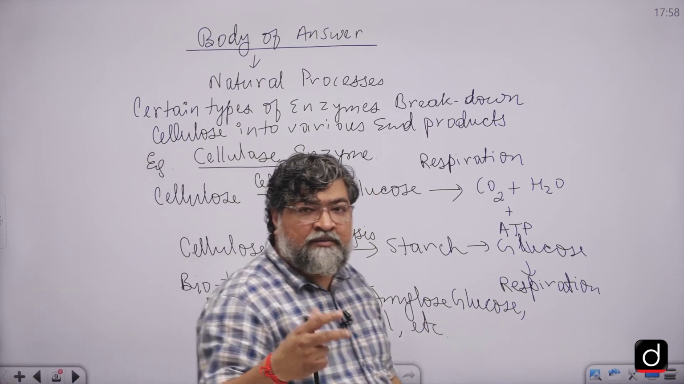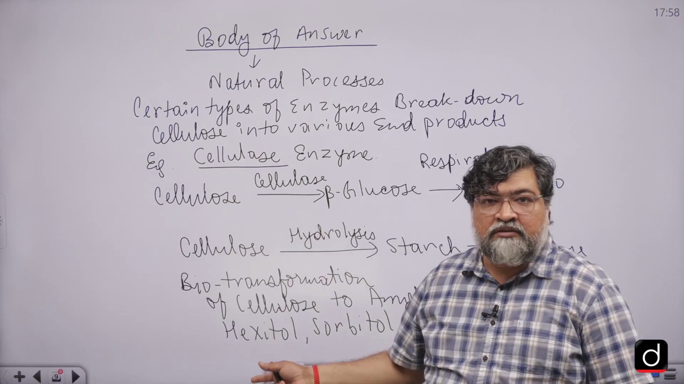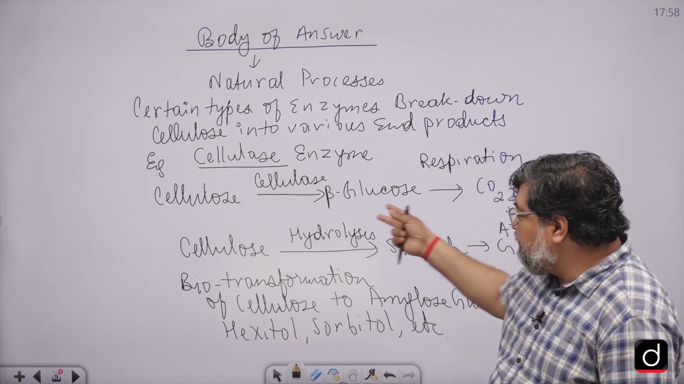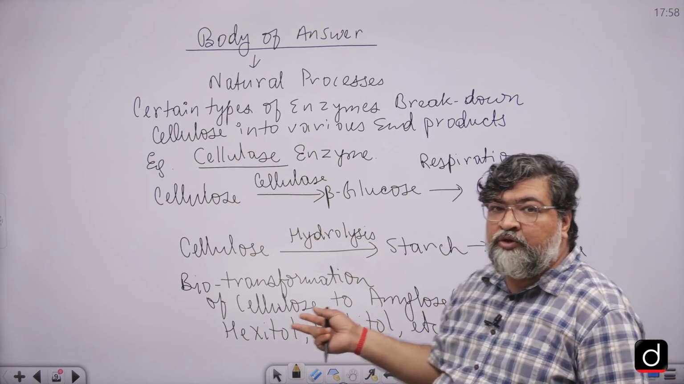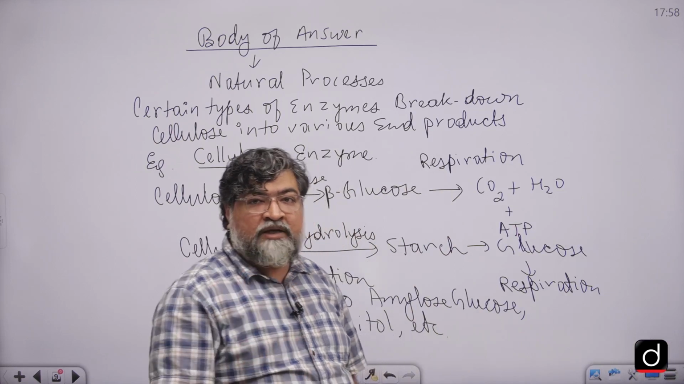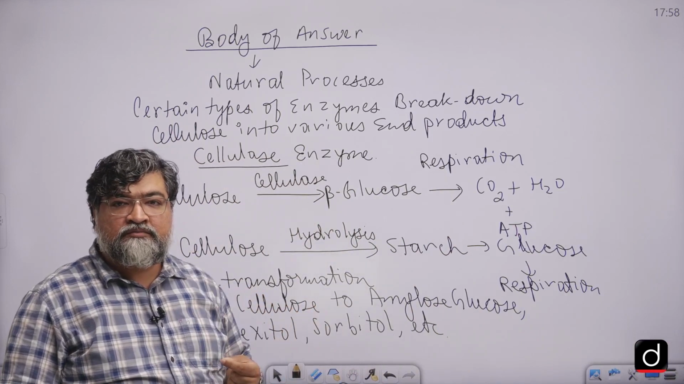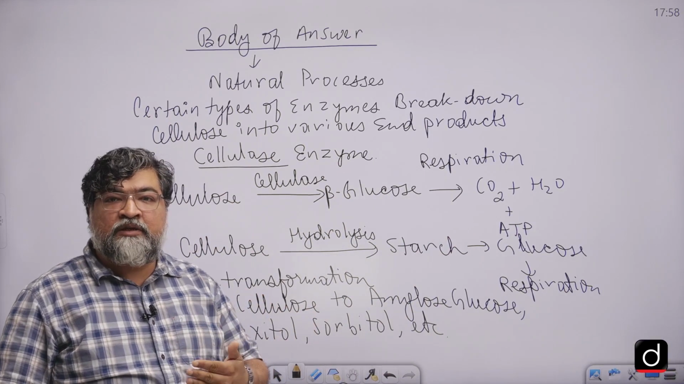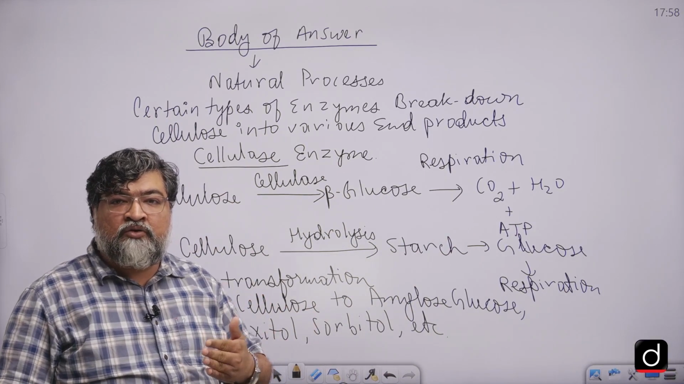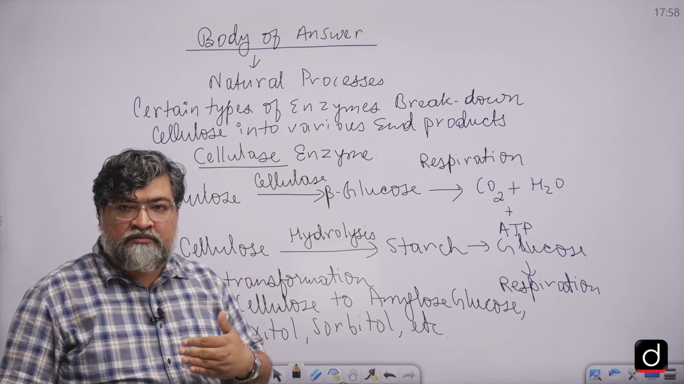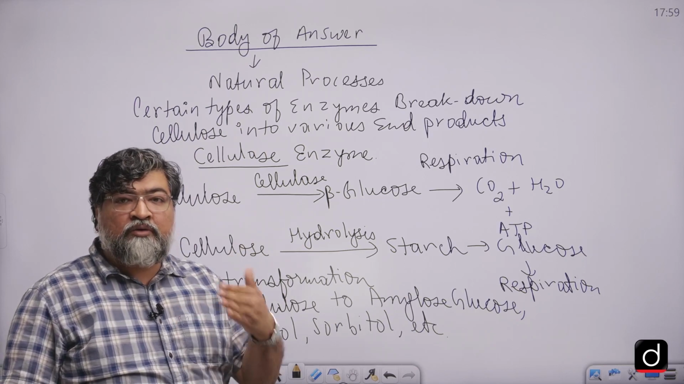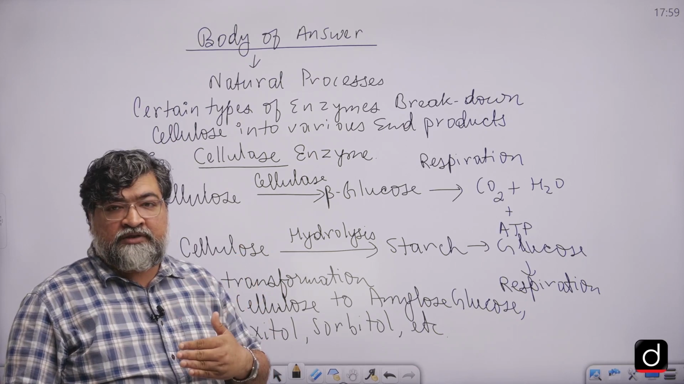So if a candidate is able to write that in the answer, and can bring this out with the example I've written on the board here, in the body of the answer, it can help in getting marks. Now what is the next level here? Let's say the same cellulose is eaten by animals. How can the conversion of cellulose take place there?